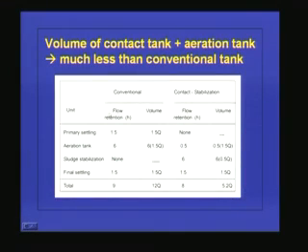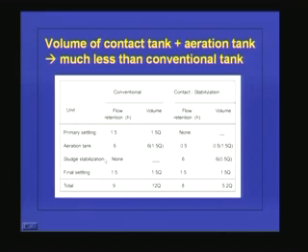In an aeration tank, usually a detention time of 6 to 8 hours is provided. So the volume required is 6 into 1.5 Q. And here, only 30 minutes is given in the contact tank. So the volume required is 0.5 into 1.5 Q. So this 1.5 Q is coming, we are assuming a recirculation of 50%.